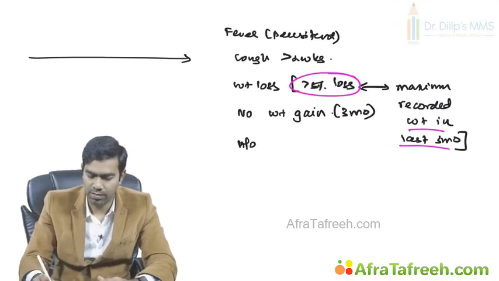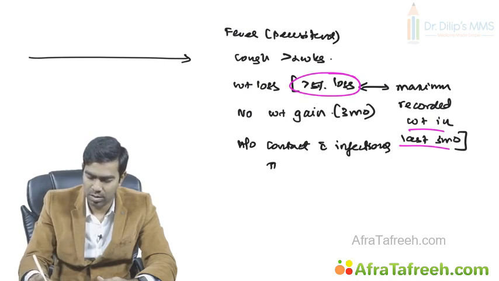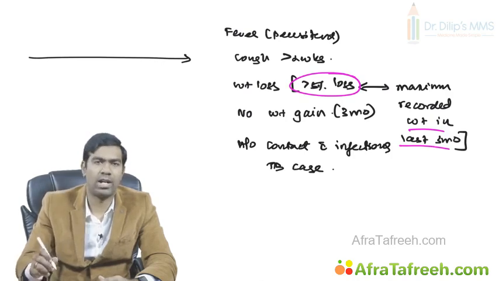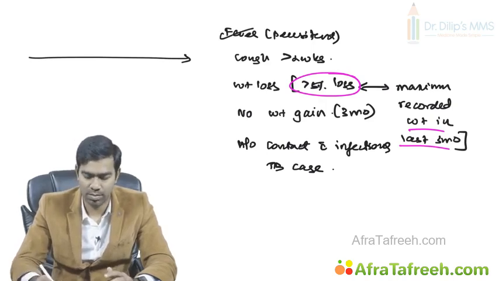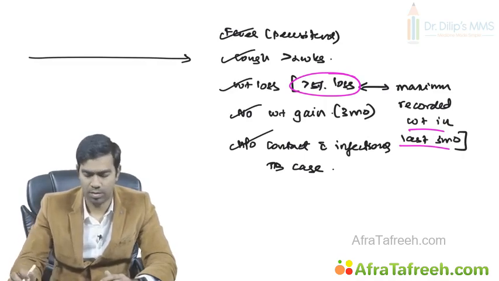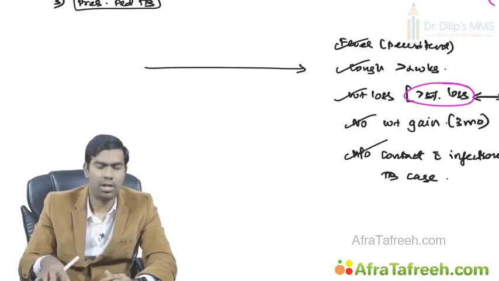Then if a child has a history of contact with any infectious TB case, by definition any form of active TB in the last 2 years, this will also be taken as a presumed pediatric TB only. So these are the 5 points that you have to remember.